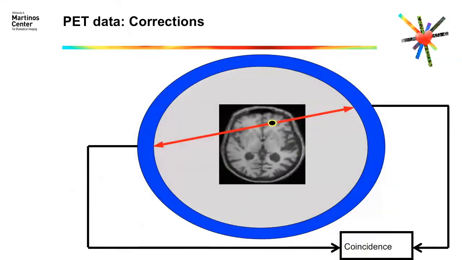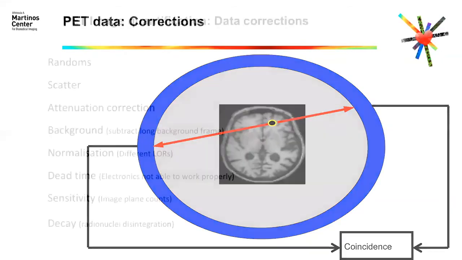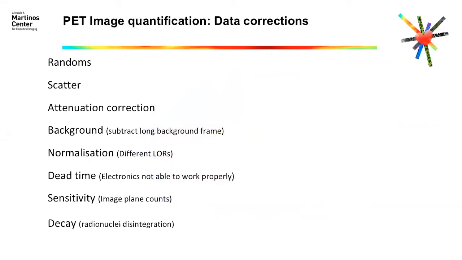So we said that these two gamma rays will need to arrive in coincidence, so we can call it a coincident event. And that's basically what we are going to store as the raw data. But there are many different things that can go wrong while collecting this data, yes. They are called randoms, scatter, attenuation, background noise, and normalization, because the different lines of response, different crystals and detectors have different efficiency. There is the dead time.